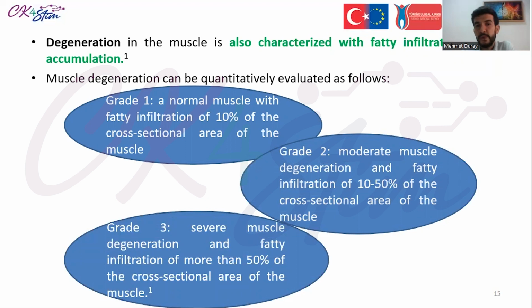In grade 1, a normal muscle with fatty infiltration of 10% of the cross-sectional area of the muscle is seen. In grade 2, this ratio increases and can reach 50%, and the last, in grade 3, severe muscle degeneration is seen, and this ratio increases over 50%.